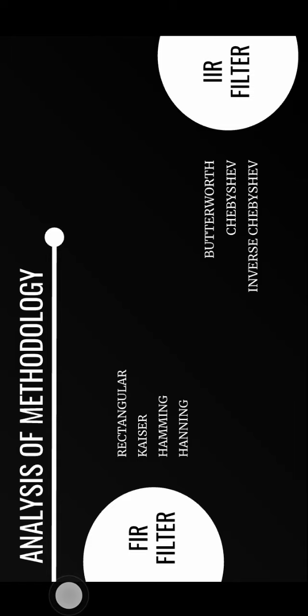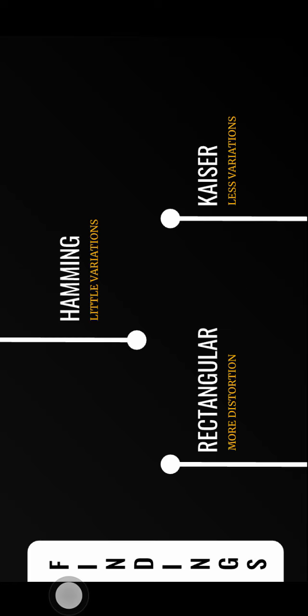So in the analysis we have used rectangular, Kaiser, Hamming and Hanning filters as FIR filters, whereas we have used Butterworth, inverse Chebyshev and Chebyshev as IIR filters. The findings we have are that the rectangular filter causes more distortion, whereas Hamming causes little variation. Kaiser causes the least variation, which is the best and most efficient filter.